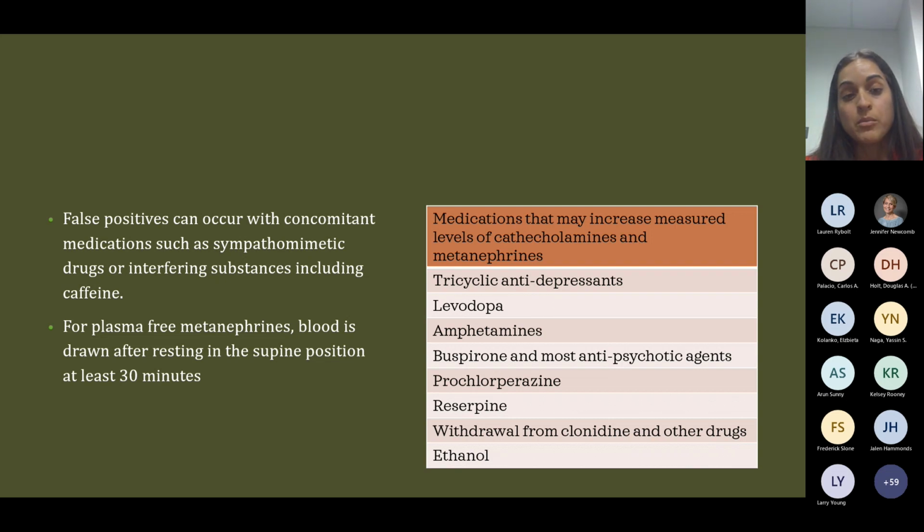When you are ordering the plasma metanephrines, you have to let the patient know that it's going to be important that the blood draw be taken after resting in a supine position for at least 30 minutes.